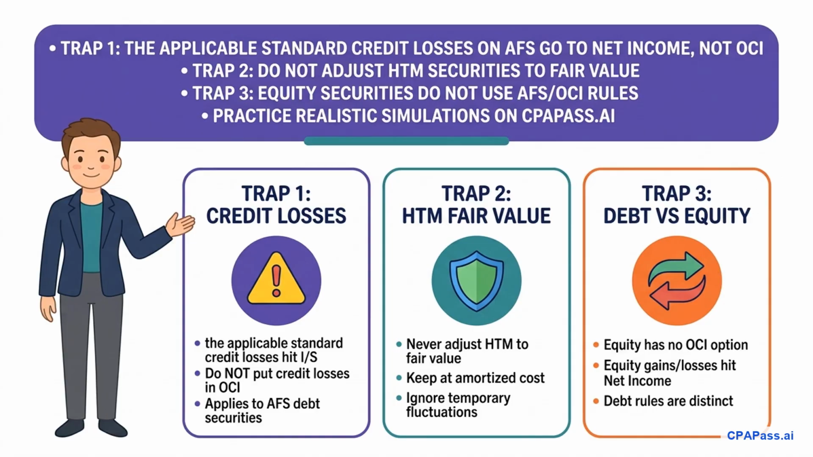Watch out for these high-yield examiner traps. First, while normal market declines on AFS securities go to OCI, credit losses under the applicable standard must be recognized as an impairment charge directly on the income statement. Do not put credit losses in OCI. Second, never adjust HTM securities to fair value for temporary fluctuations. Keep them at amortized cost. Finally, do not confuse debt rules with equity rules. Equity investments generally have no OCI option and must go through net income.